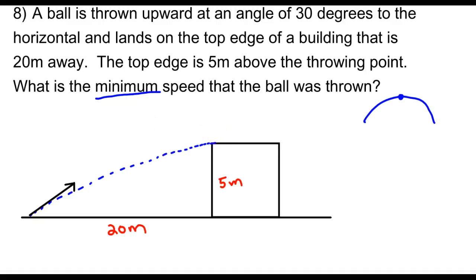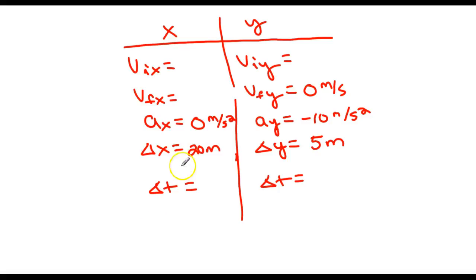Okay? So if I look back, this is what I got for our givens and our unknowns. I know that the final velocity in the y direction is 0. The acceleration in the y direction is -10. The delta y is +5. And I don't know delta t or the initial y velocity. Over here, I know the acceleration is 0, because when something's launched at an angle, the x velocity is the same if we ignore air resistance. And then the delta x right here is 20 meters.